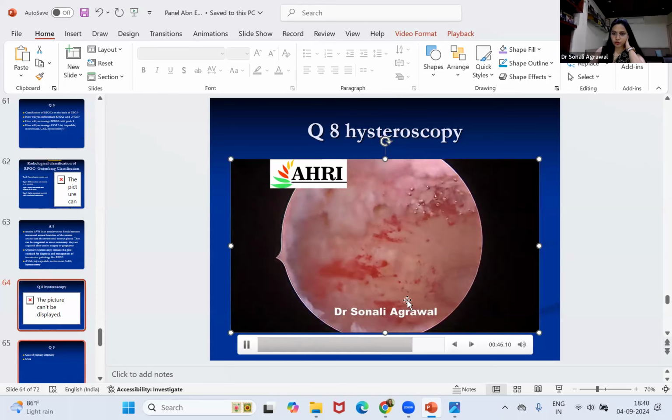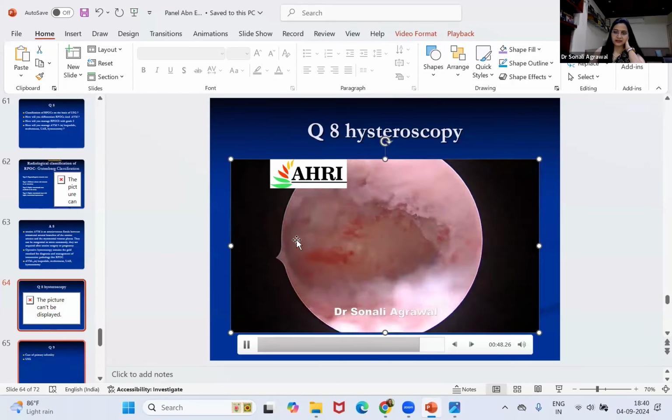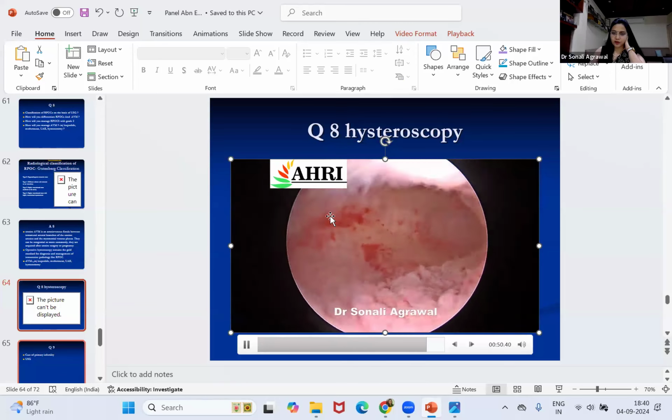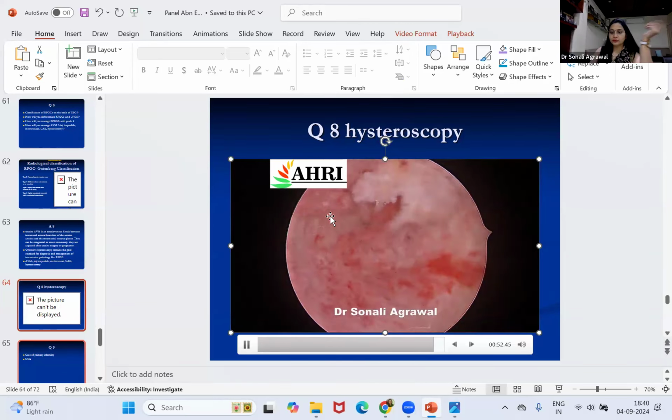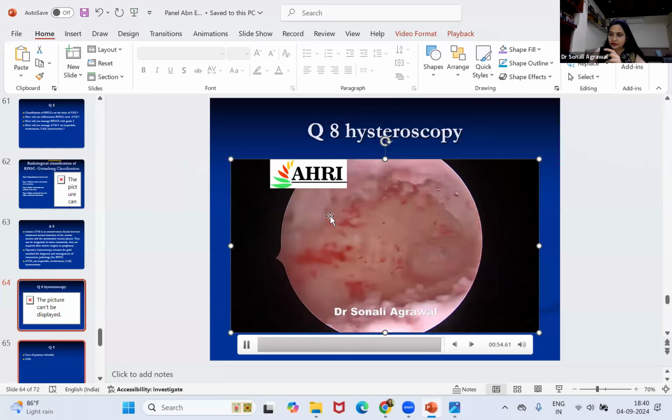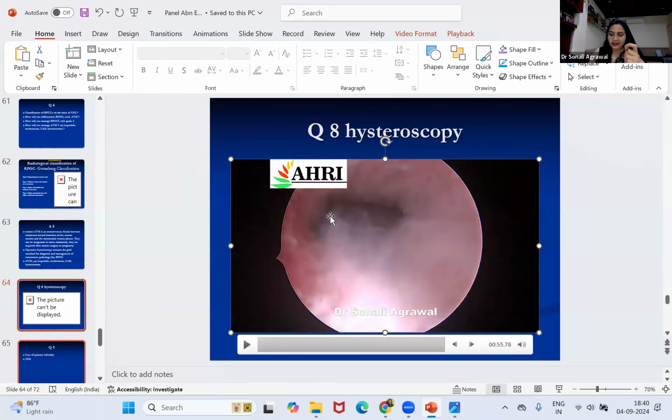This is the post-op picture. These are both ostia, and there's the place where the mass was attached. So it goes well. But we should have the electrocautery or electro loop with us so that while doing the hysteroscopic-guided curettage, you can cauterize.